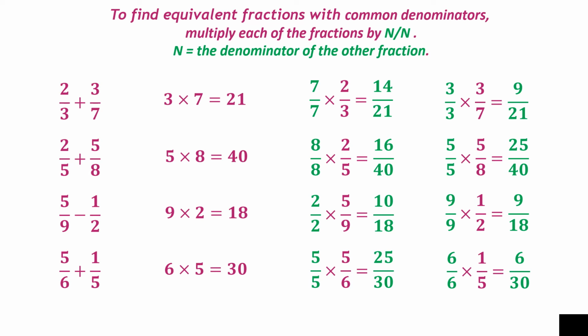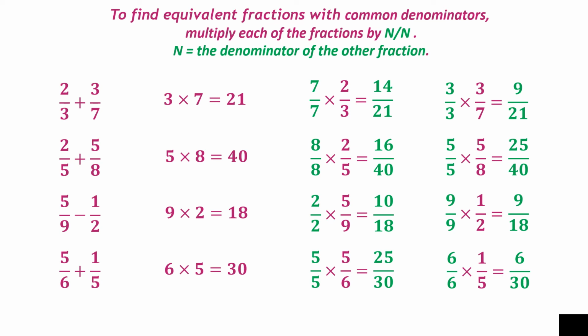Suppose we want to add 2/5 and 5/8. Well, we'll multiply 2/5 by 1 in the form of 8/8, and we'll find an equivalent fraction, 16/40. Next, we'll multiply 5/8 by 1 in the form of 5/5, and find an equivalent fraction of 25/40. Now we just have to add 40ths to find out how many we have.